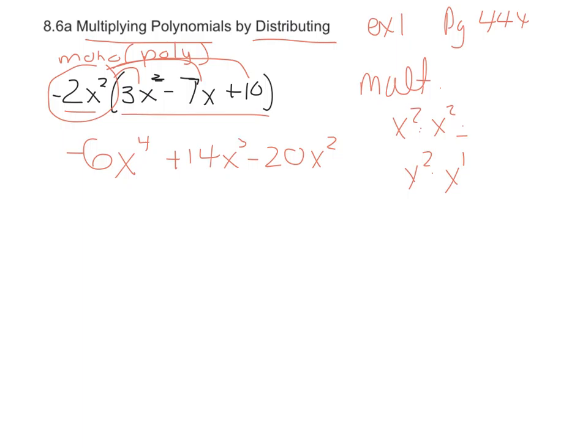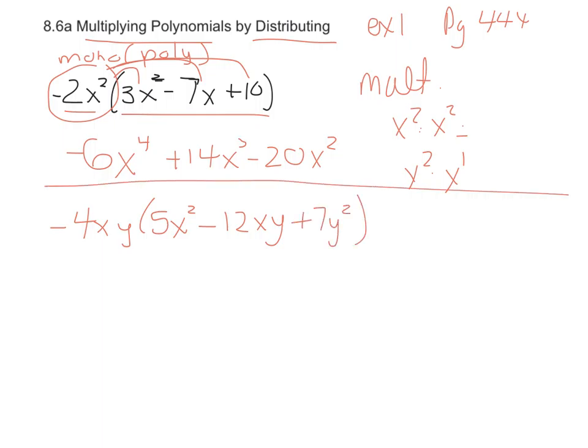Let's try doing another one of those. Let's do negative 4xy times 5x squared minus 12xy plus 7y squared. So I would like you to actually try this problem. You're going to be distributing, and you've got 3 different terms on the right here. Go ahead and try to distribute, being careful of your negatives, and then come back to my answer.